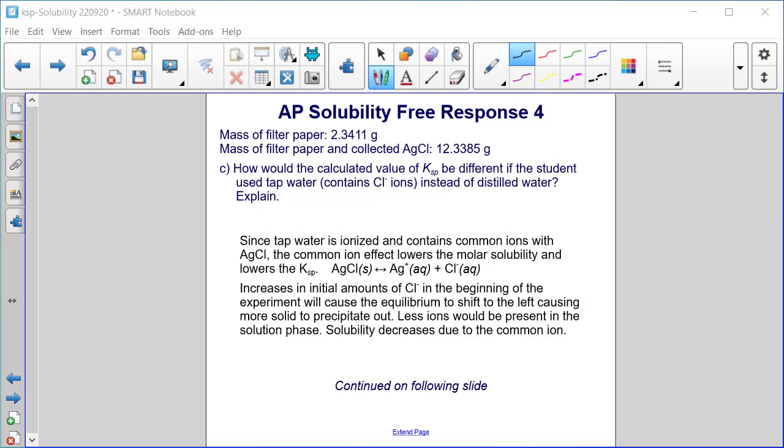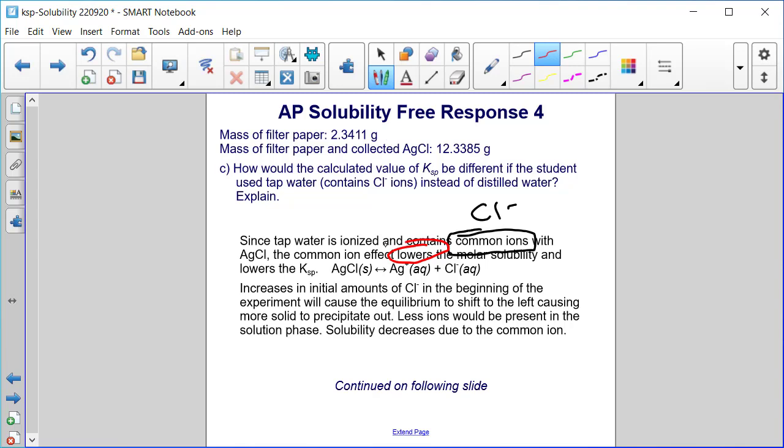C. How would the calculated value of Ksp be different if the student used tap water containing chloride ions instead of distilled water? Explain. Since tap water is ionized and contains common ions with AgCl, so we have a common ion, right? We've got to think about what's the effect of a common ion. The common ion effect lowers the molar solubility and lowers the Ksp.